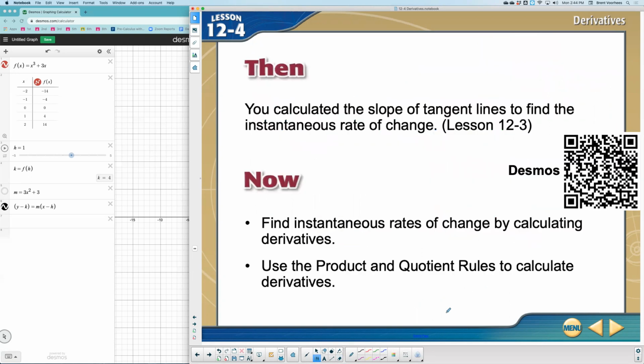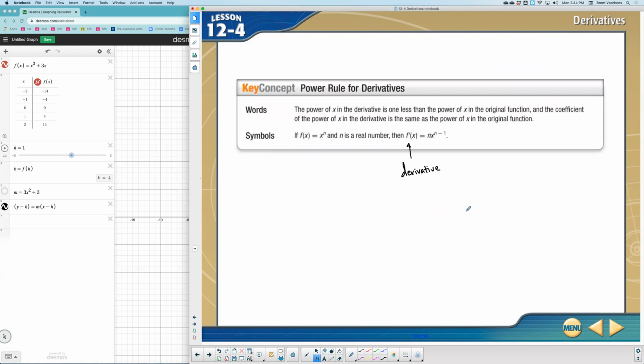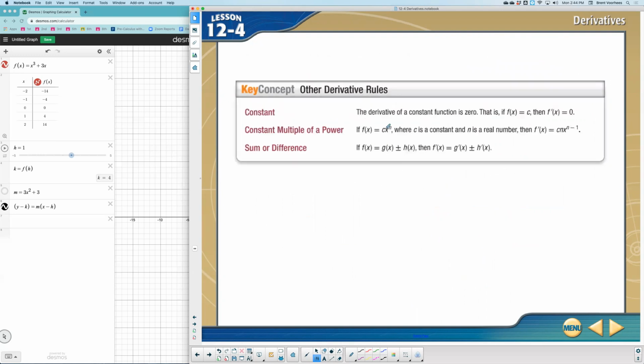And so that is what we call a derivative. Okay, and so that's one rule here. We have a couple more rules. The derivative of a constant is 0. So if this is f of x equals a constant, then its derivative is 0.